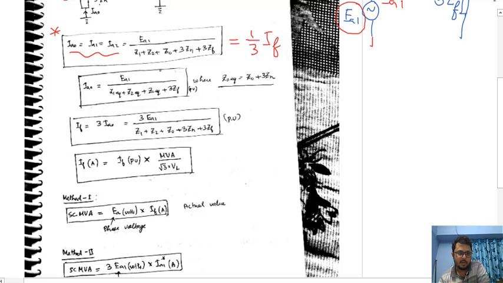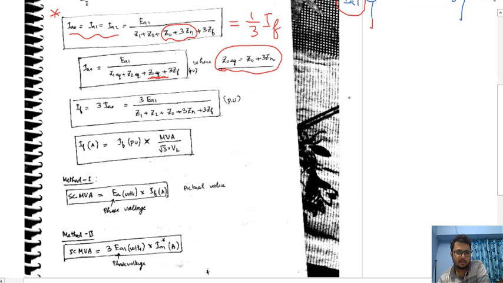Now this can be written as Z1 equivalent, Z2 equivalent, Z0 equivalent and 3 ZF. Z0 equivalent means these two combined. This and this we can combine and write Z0 equivalent. Is it clear? Now see, fault current equals 3 times IA0, or IA1, or IA2. So how much is the fault current? Fault current equals 3 times IA0. What is IA0? IA0 is this. So we have written here. Is it clear? Everything is in per unit.